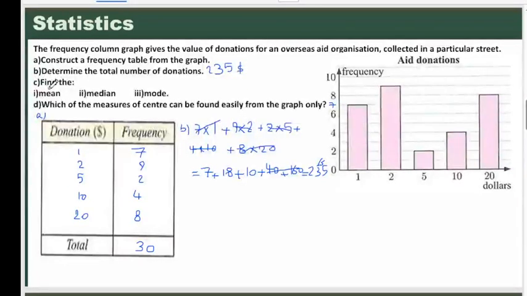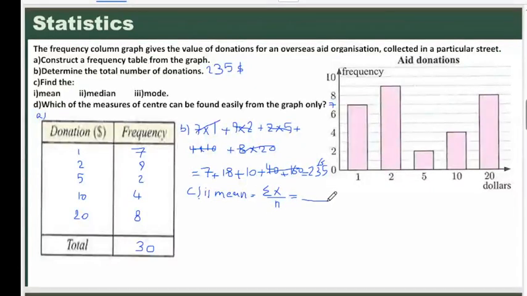Part C asks, find the mean. To find the mean, we know mean is an average. That means the sum of all the data values over the number of them. So it would be the average.